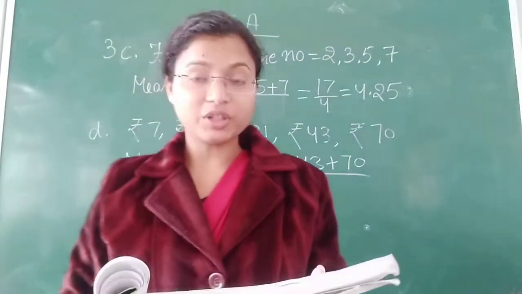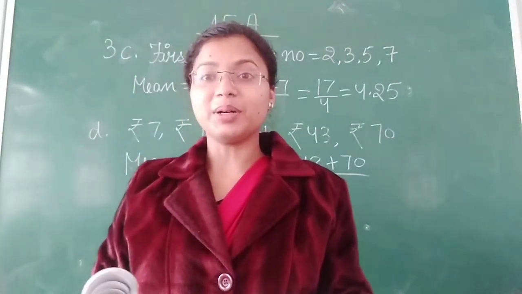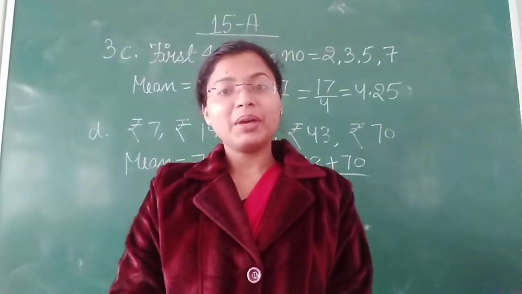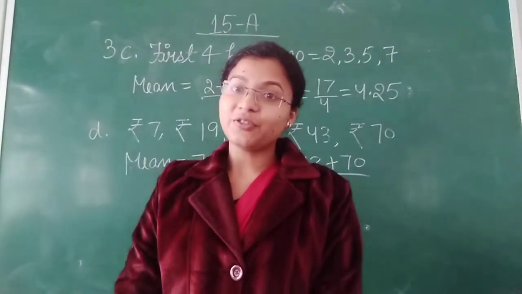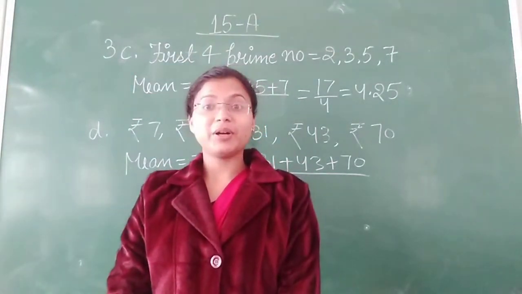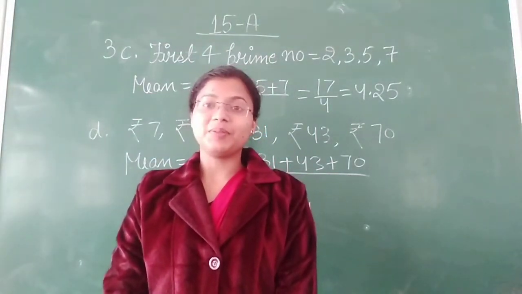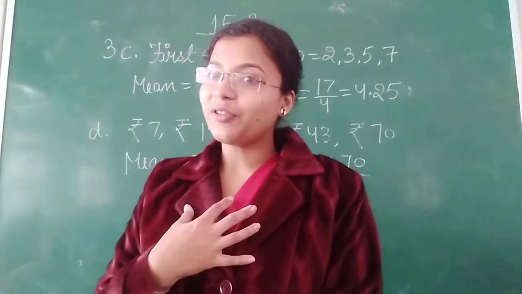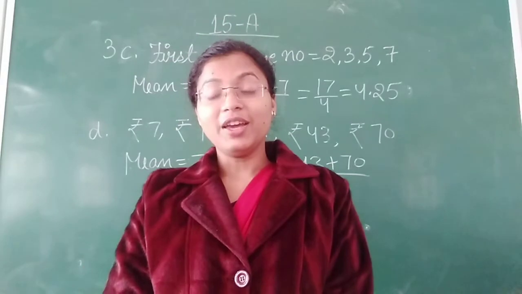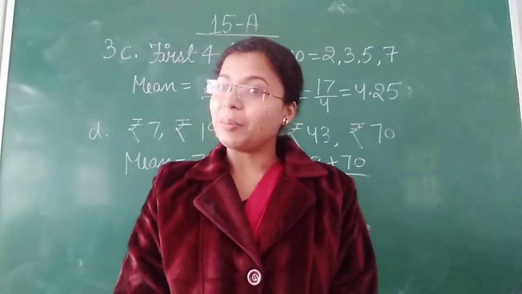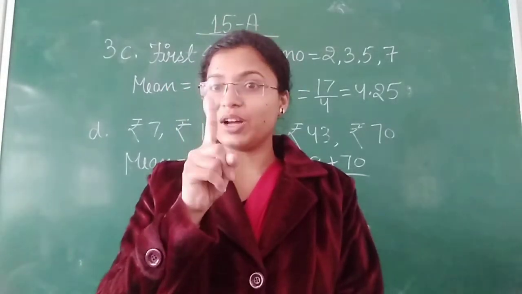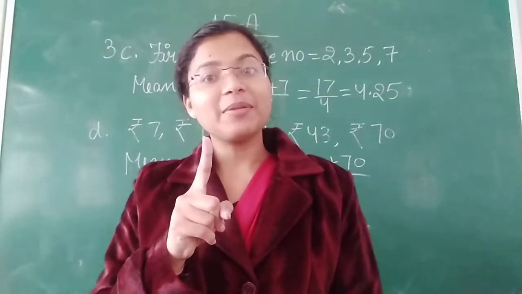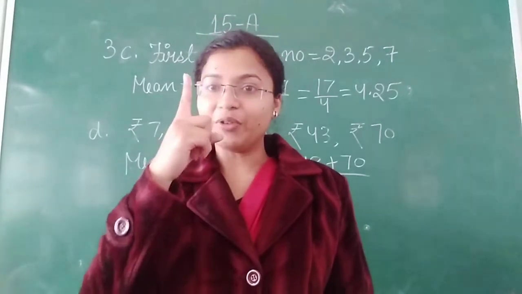Next, question C is the first prime numbers. So for this you have to understand what a prime number is. Many of the students get confused that 1 is a prime number, but no, 1 is not a prime number. A prime number is a number which can be divisible by itself and 1 only. Okay, so the least prime number is 2. Okay, 1 is not a prime number.